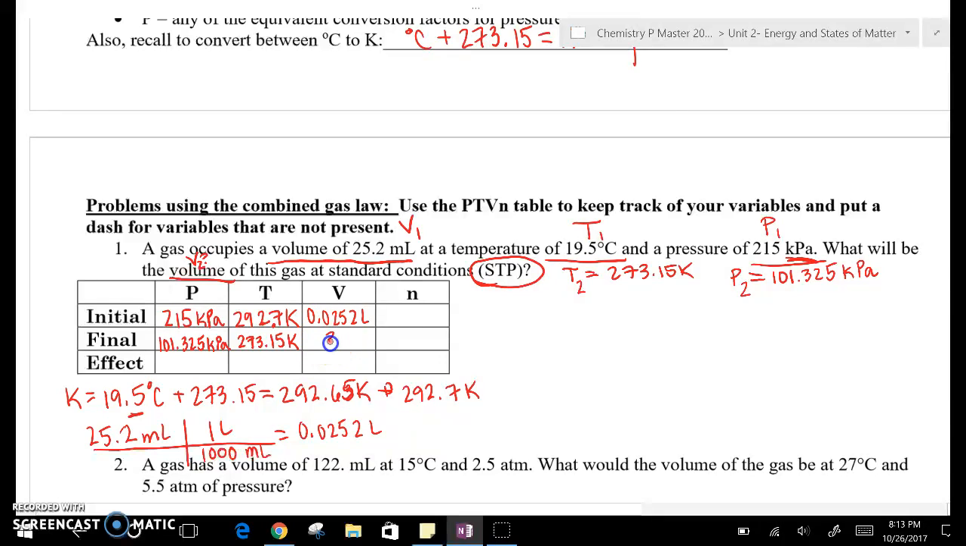Our final volume, we don't know. So we'll put a question mark. Moles, we're not dealing with that in this problem.